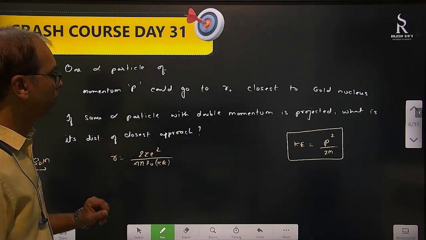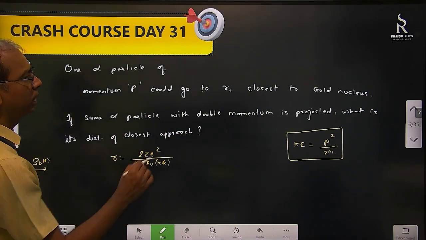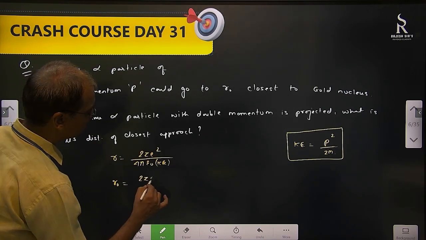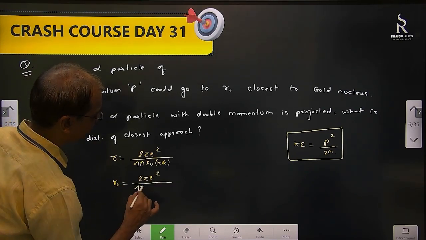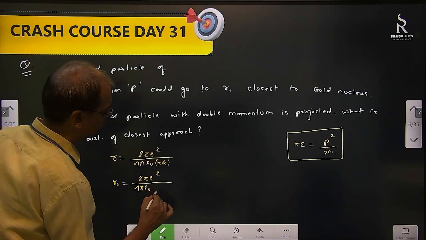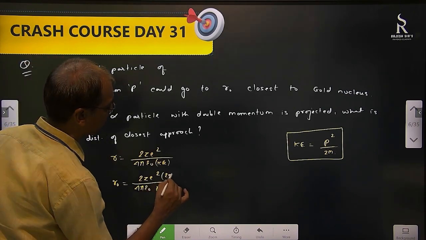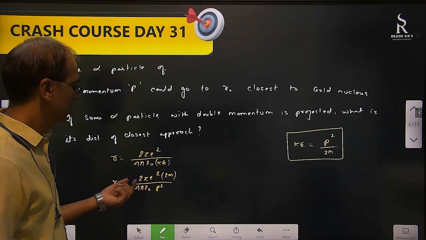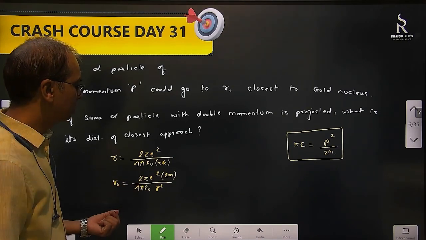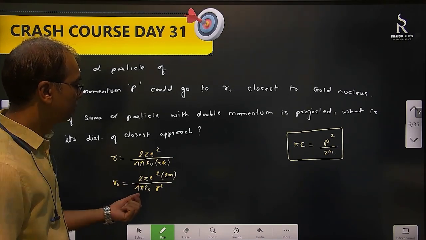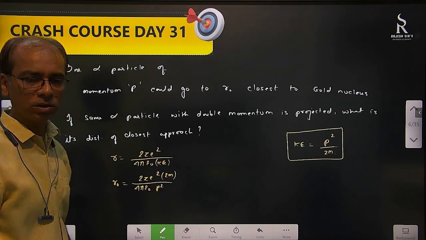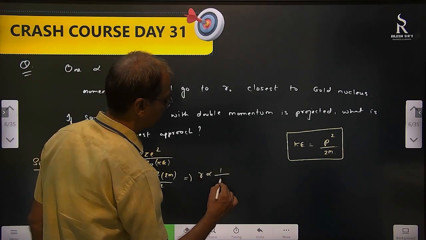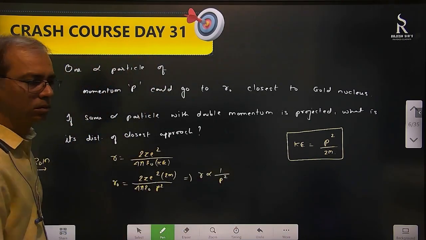So we have to convert this now. Here it's given that initially it is R naught. So R naught is equal to 2Ze square by 4 pi epsilon naught, and now KE I am changing to P square by 2m, for the alpha particle. Now 2Z is constant, e square is constant, 4 pi epsilon naught is constant, and the mass of the alpha particle is also constant. So actually R is inversely proportional to P square, because P only we are changing.